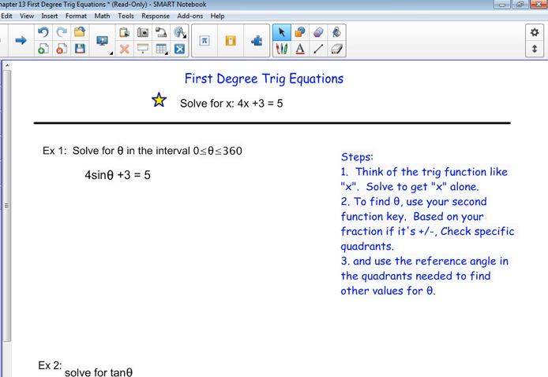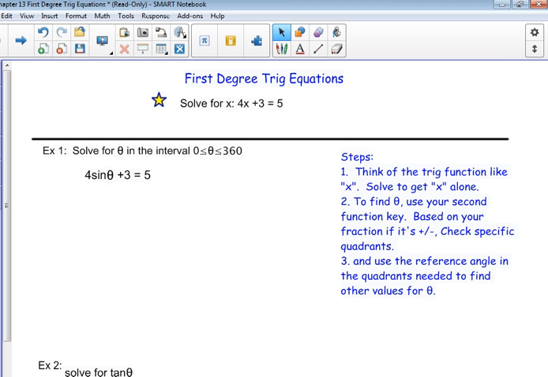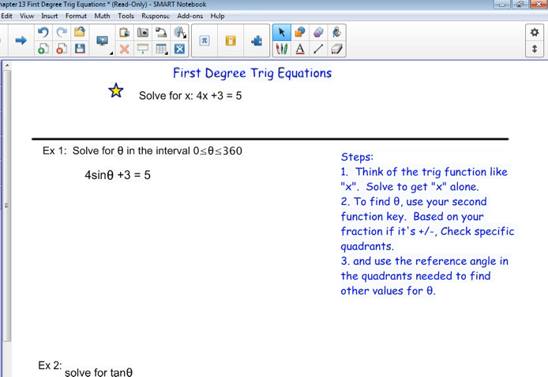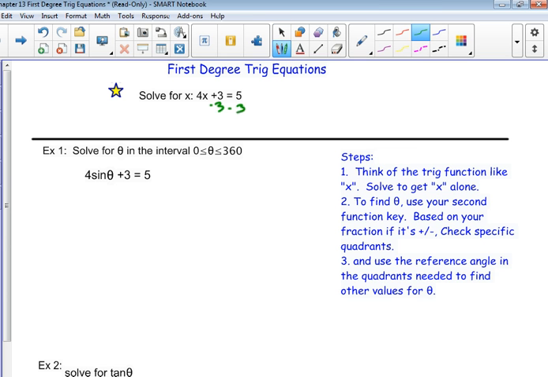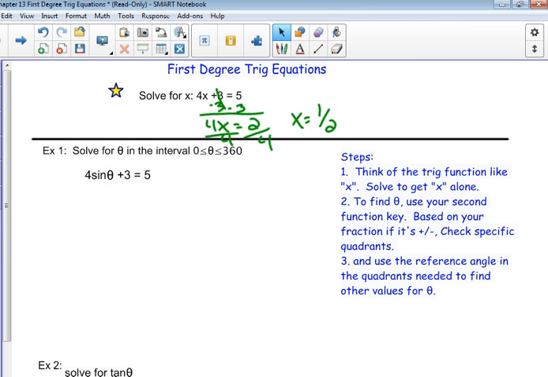Okay. So if you guys can do the top little star problem, I know this seems probably very easy for you. We can get to the hard part of what we need to do. How would you guys go about solving for x? Minus 3, good job. So we have 4x equals 2, and then you would divide by 4. So x would just be 1/2. Now, can you guys all do that? Yeah. So if you guys can do this, we can solve the trig equations.